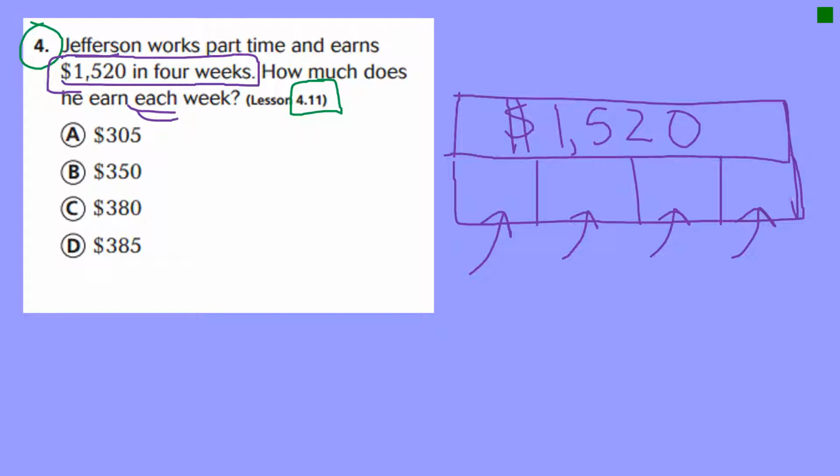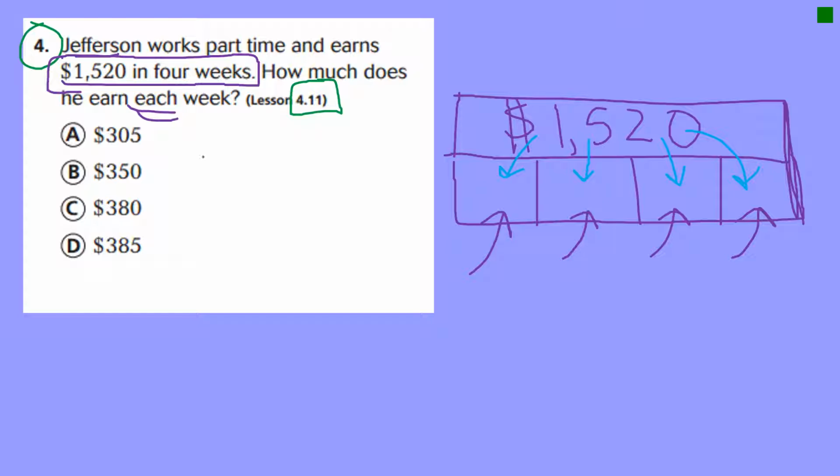I love bar models, boys and girls. Now look at that. Doesn't it give you a beautiful visual of what you need to do with 1,520? We need to separate it, right? We need to separate it into 4 equal parts. What operation does that? You know what it is.